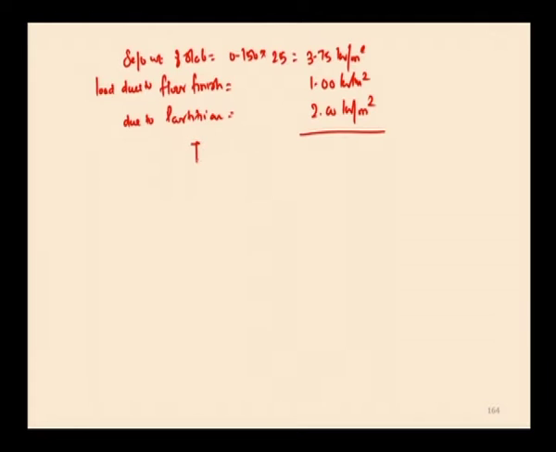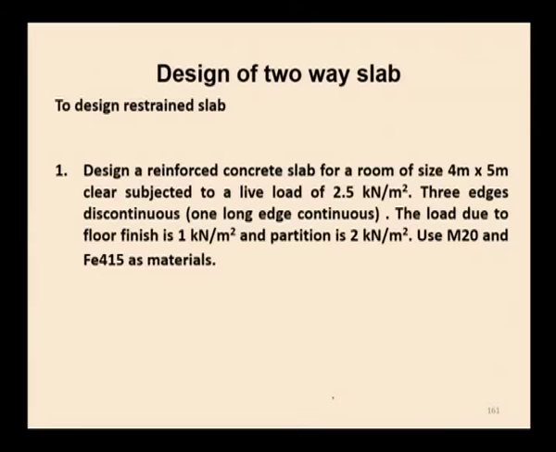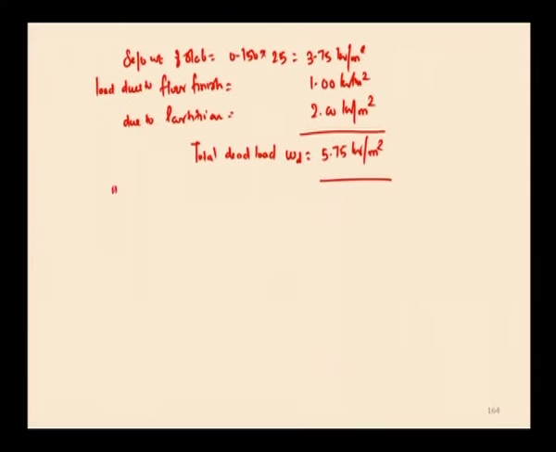So, total dead load on slab is Wd equal to 5.75 kilonewton per meter square, and the live load on the slab is 2.5 kilonewton per meter square. Second one is live load on the slab, WL is 2.50 kilonewton per meter square.